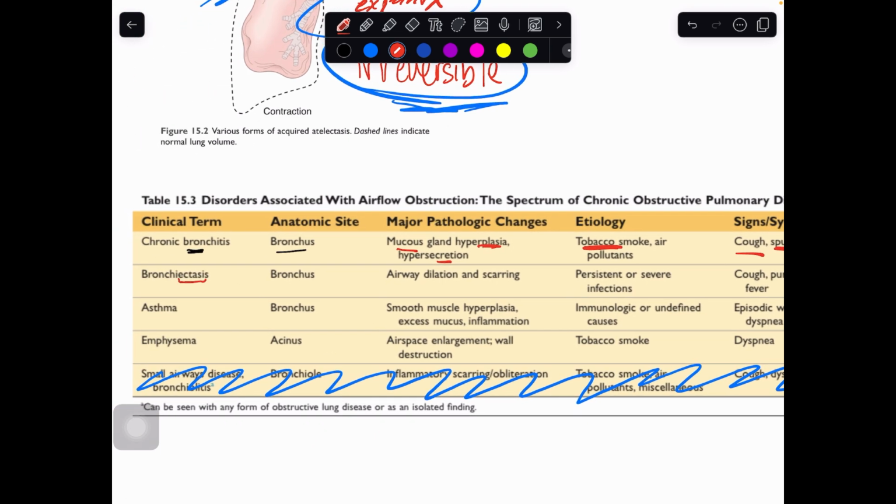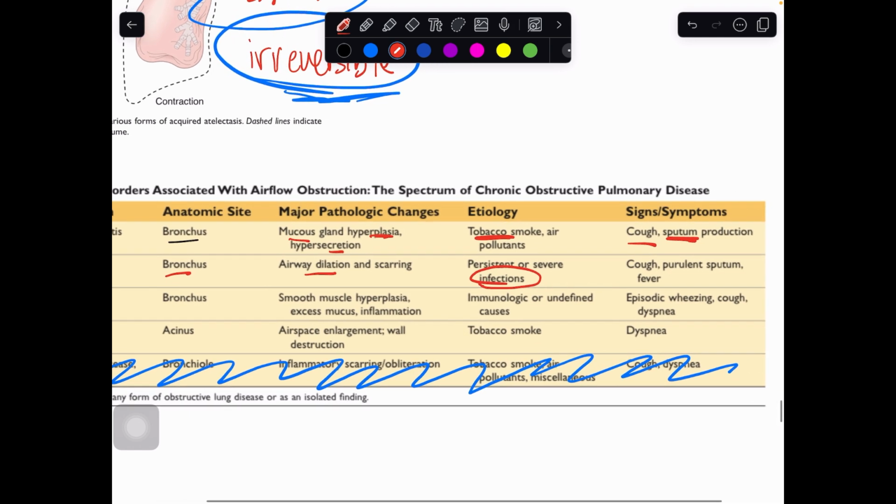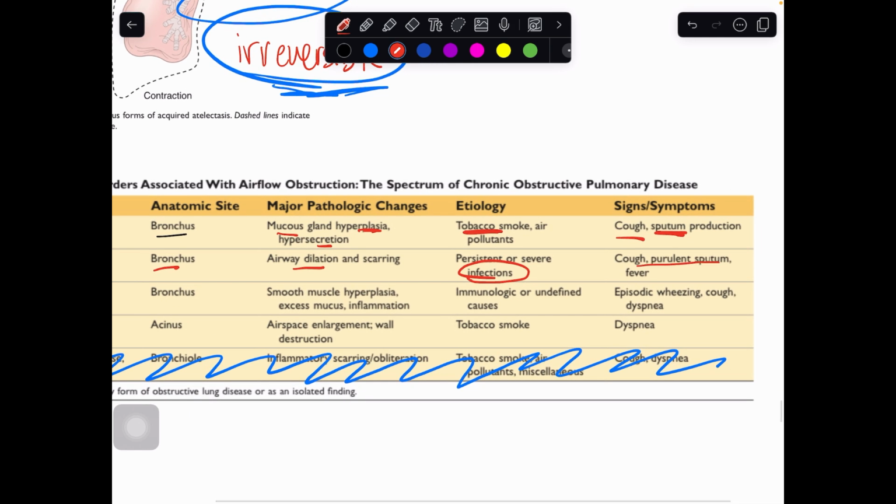Bronchiectasis, remember this is the dilation of my bronchi and bronchioles, this area, and there's dilation. Why? Because of infections. Remember, infections. In these patients, you will see sputum, but also you will see it is purulent, meaning what? Infection, remember? And there's fever, which are signs of infection and inflammation.